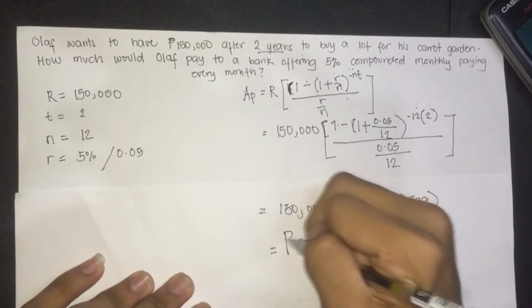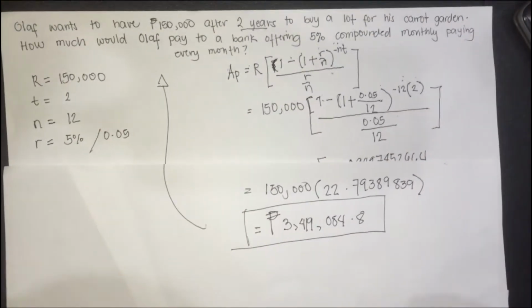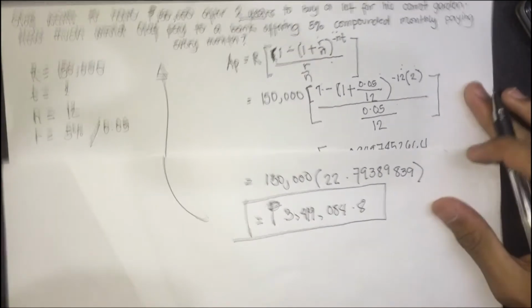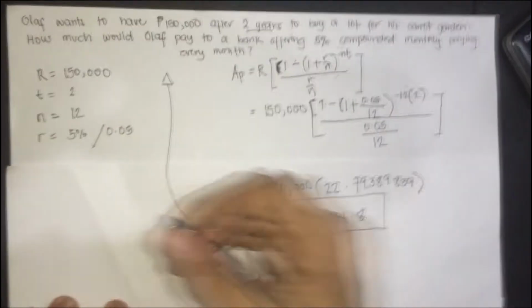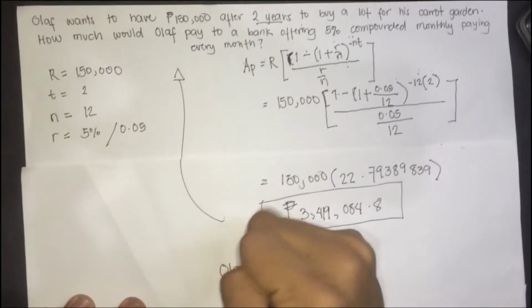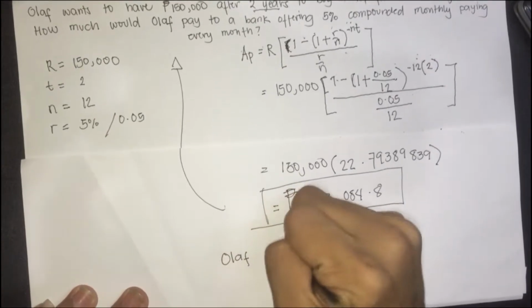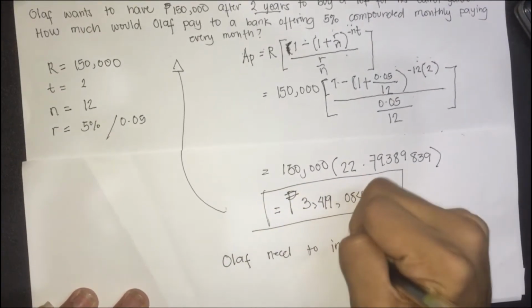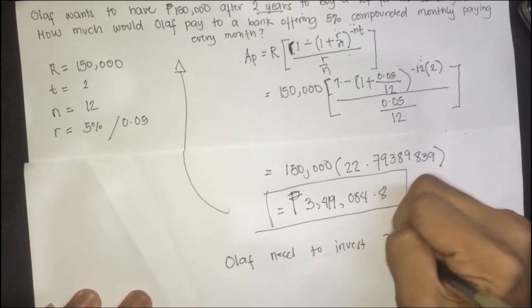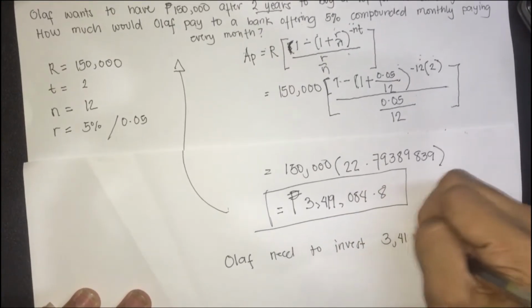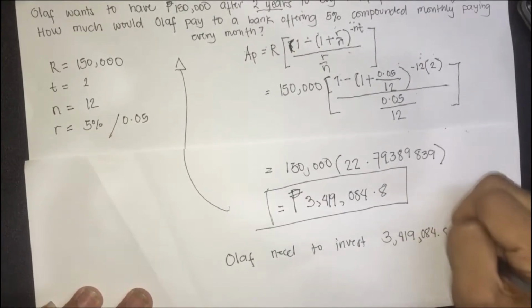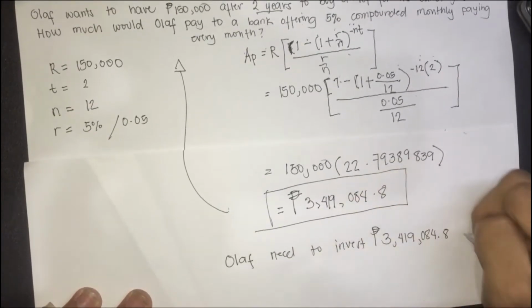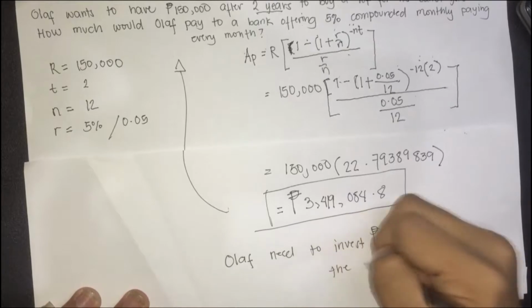3,419,084.8 pesos. So that is our final answer for this problem. So therefore, Olaf needs to invest 3,419,084.8 pesos in the bank.